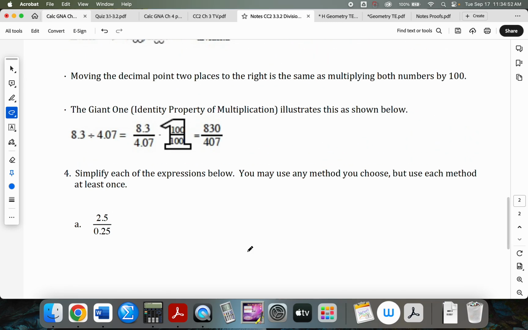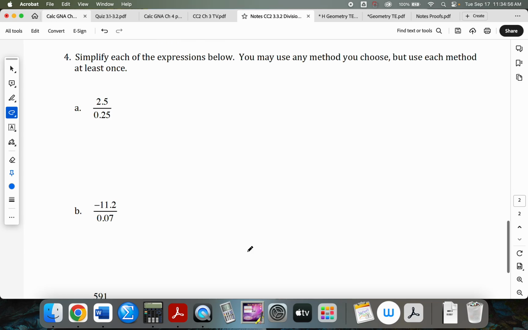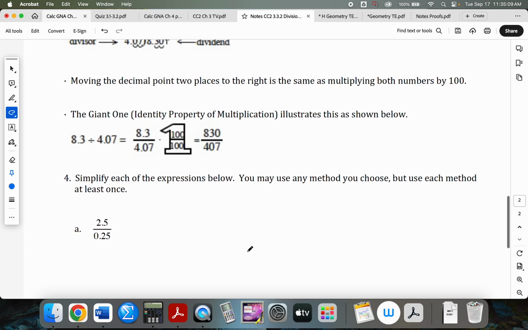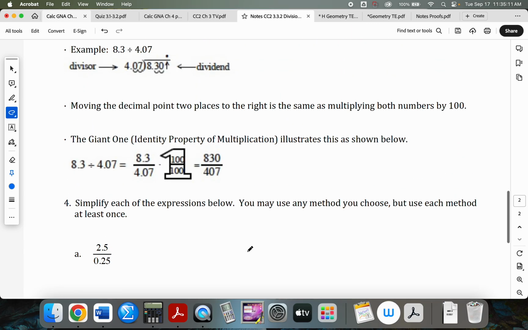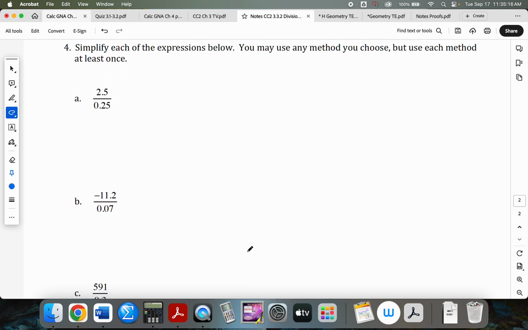So, with these down here, there's 3 of them. Do at least one of them by getting rid of the decimals by multiplying by a giant 1 of some sort, and do at least one of them the long division way by moving the decimals. And then whichever one you haven't done yet at that point, you're welcome to do with whichever method you prefer. I'll give you a little bit of time to do that.